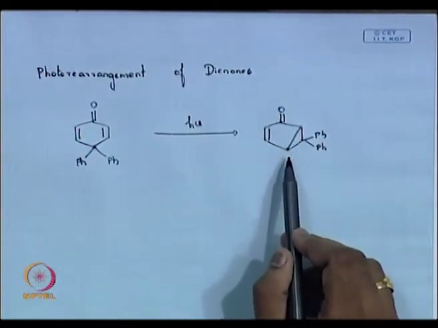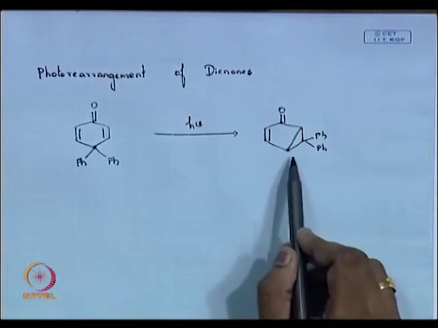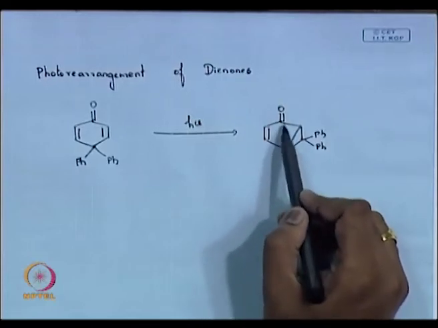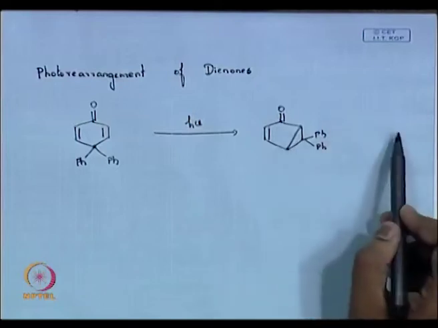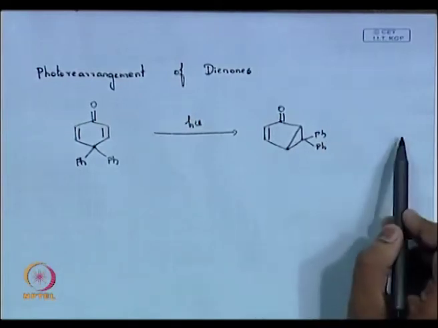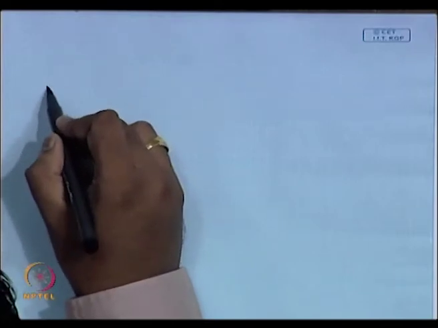Do you think this rearranged product can also undergo rearrangement? What is this product again? This is again a cyclohexene system. So this can again do the photo rearrangement of cyclohexene. Fine. So that is fine. So we will see the mechanism. The mechanism is a little bit interesting.